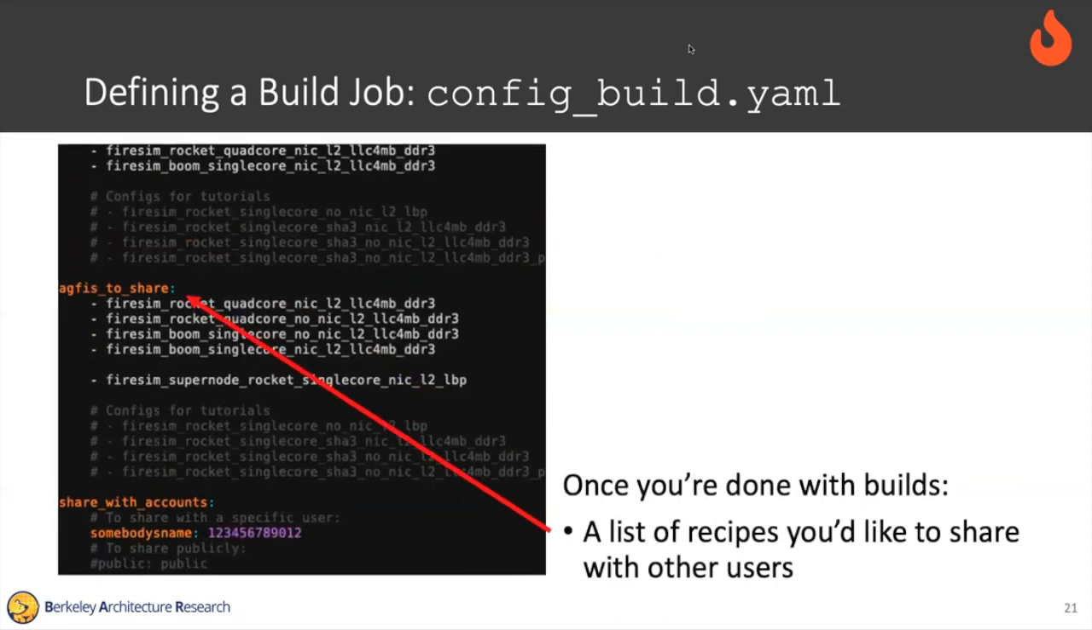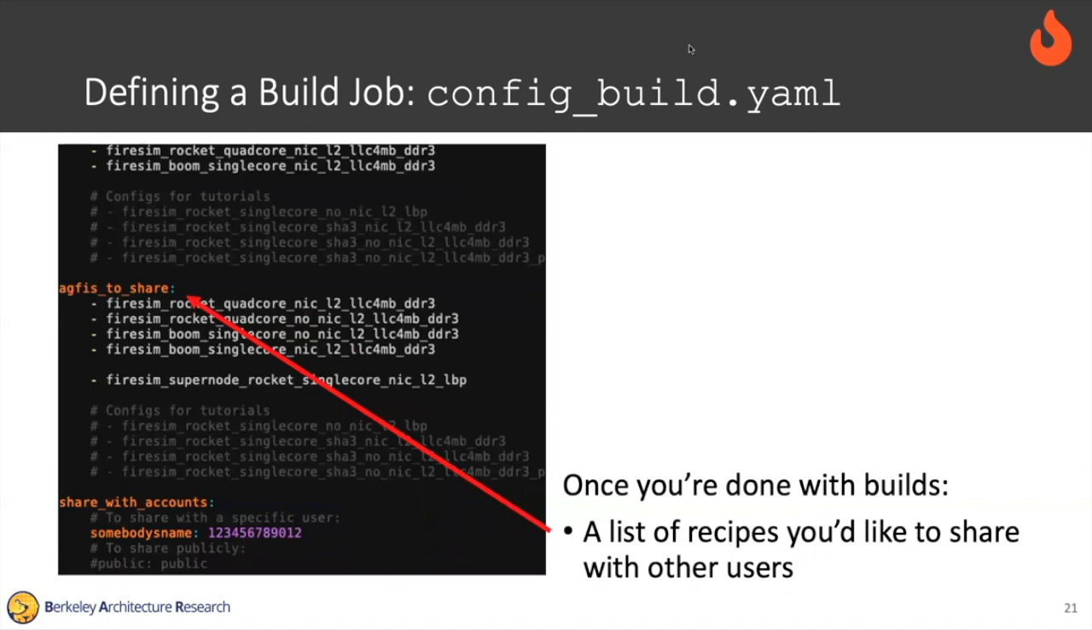Then you have AGFIs to share. So in AWS's case, you have a way that you can actually share these bitstreams with others on the cloud. That's what this section is for. You basically list it here, and then you can actually click a button, or type a command more so, and it will automatically share the bitstream to other people on AWS so that if you're working in a group with other people, they can download that bitstream build and use it.